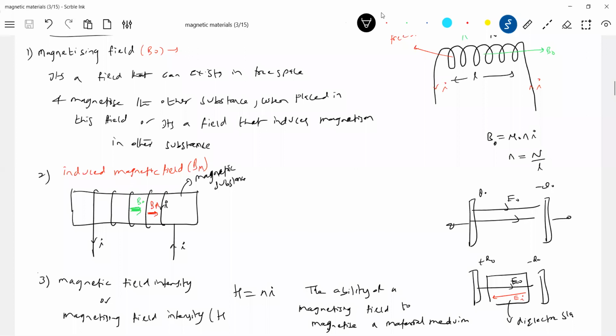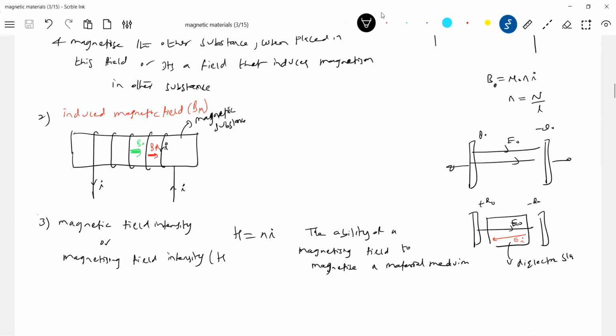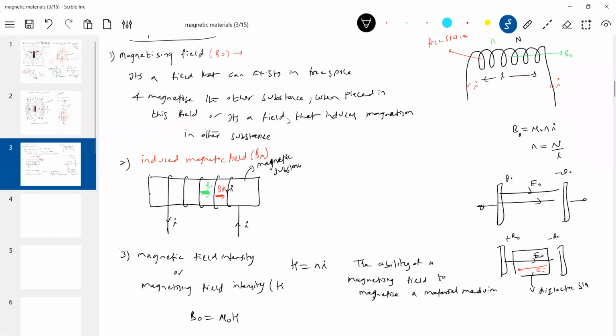So now what is B naught? You can write the relationship: B naught equal to mu naught into H. This is the relation between B naught and H. And if you look at all the higher electrodynamics books, they don't go for B naught. The H is what matters here. In all the applications we discuss H only, not B naught. These are the two terms related to the magnetizing field only.